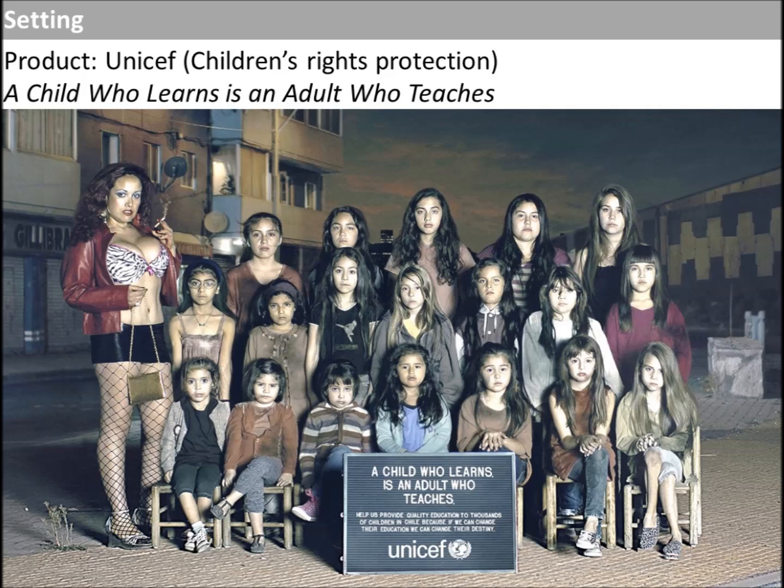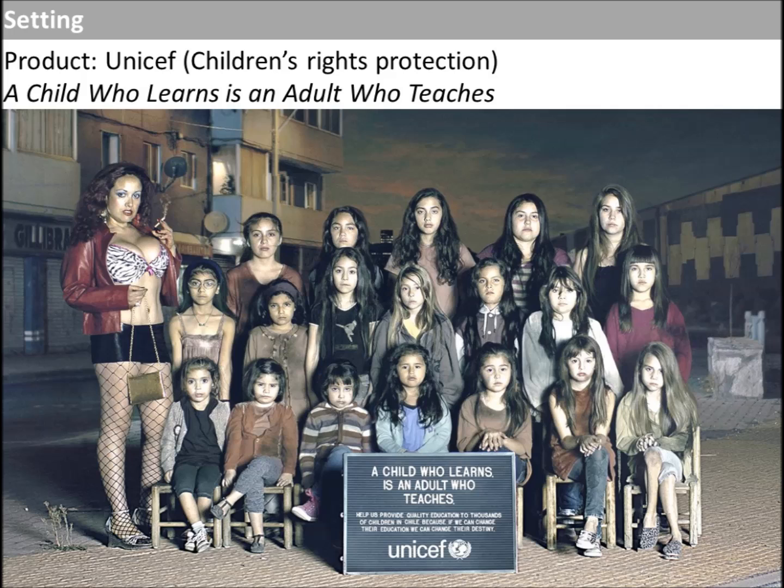Sometimes the most important element, or a very important element, in the selling of a product is the setting, the specific location in which the ad takes place. Here we have an ad for UNICEF, which is a group that promotes children's rights across the globe, and the campaign is titled "A Child Who Learns is an Adult Who Teaches." And we see it is set in some kind of run-down, slummy area.